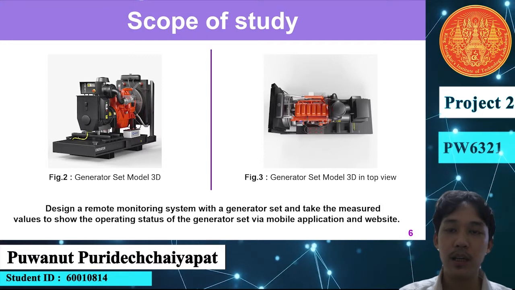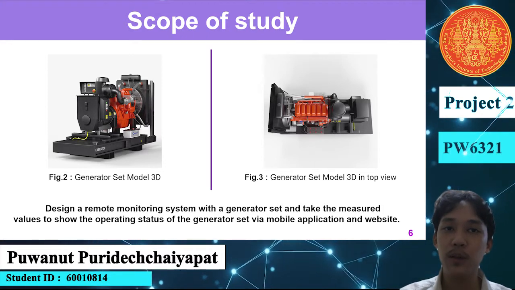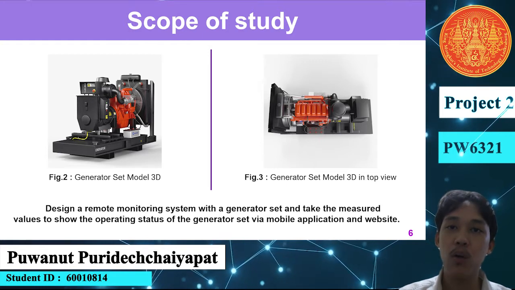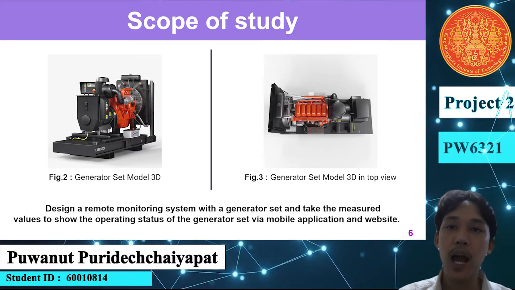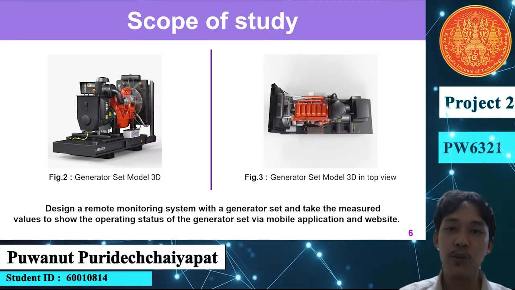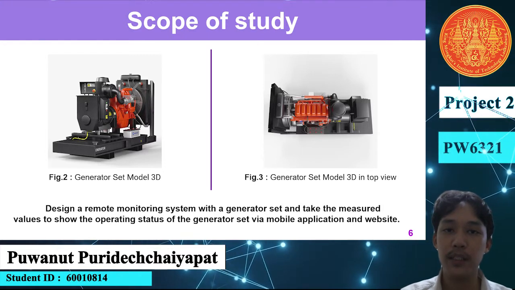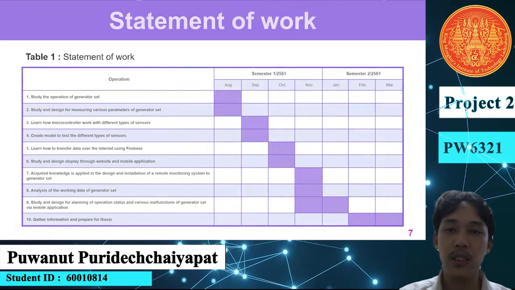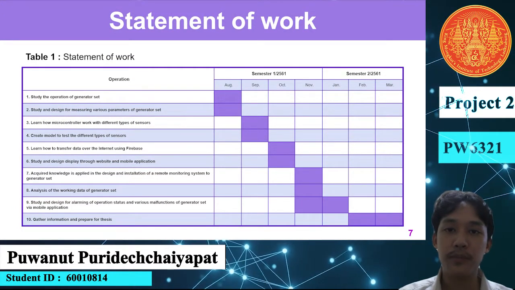Second is monitoring system for generator set part. This part is equipped with a system for measuring voltage and current at the terminals of generator set and calculate the value of frequency, real power, apparent power, and power factor. And this table shows the statement of work in our project.